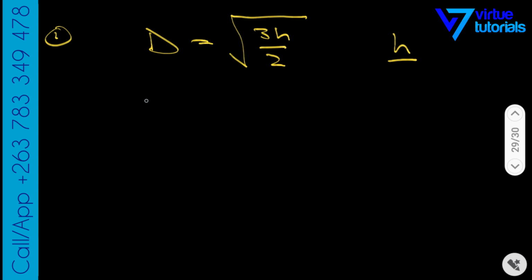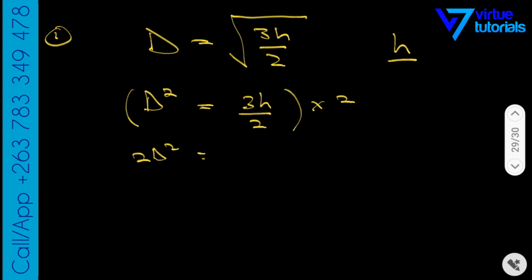Move the square root, this side becomes the opposite, which is squared. So d squared is equal to 3h over 2. The next thing is to remove this denominator 2. So we multiply both sides by 2. You get 2d squared is equal to 3h.